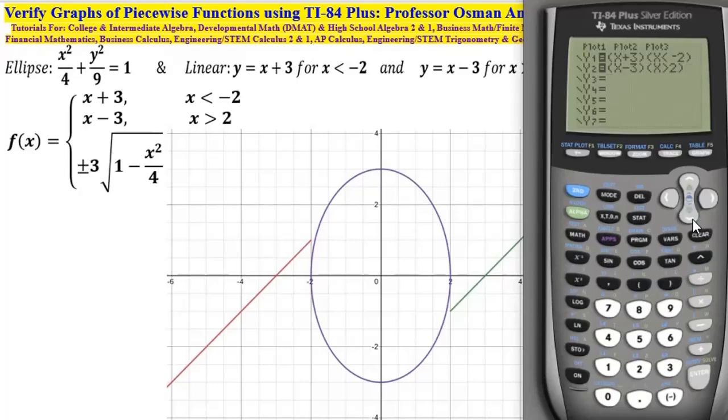Then to enter the ellipse, the top part is 3 times the square root of 1 minus x squared over 4. And the bottom part is minus 3 times the square root of 1 minus x squared over 4.